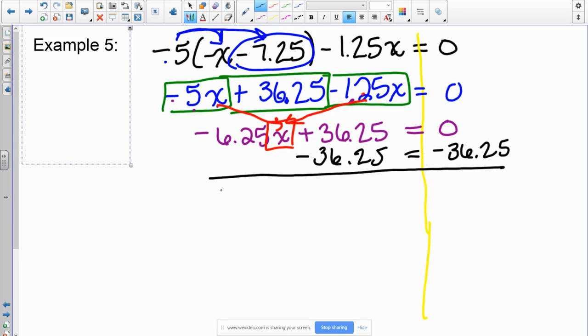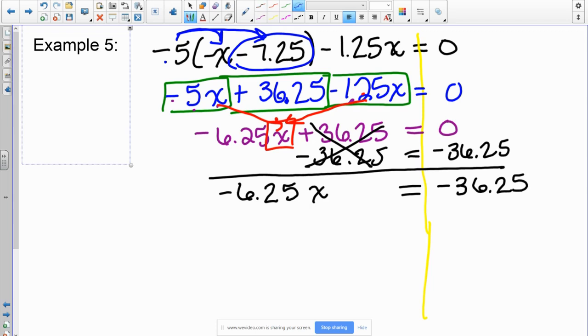So I bring this down. I now have negative 6.25x. These are inverses of each other. They cancel each other out, which is nice. So now I don't have to look at that extra constant. Here's my x. Now bothering it is negative 6.25. So to inverse of multiplication, remember that's that hidden operation, is that we're going to divide.